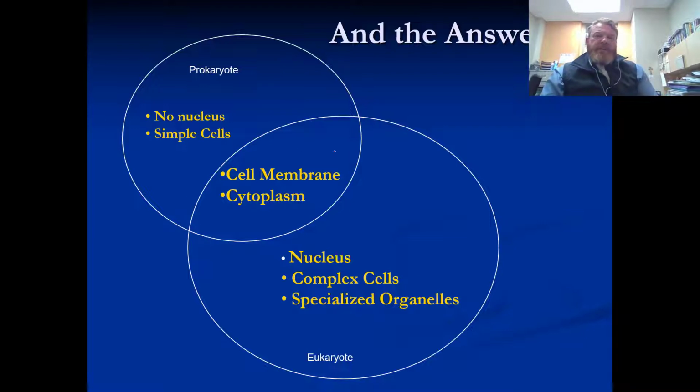All right, so some similarities and differences. Differences: eukaryotes have a complex nucleus and organelles. Prokaryotes have no nucleus, super simple. Both have cytoplasm or cytosol and a cell membrane of some kind. Some also have cell walls as well.